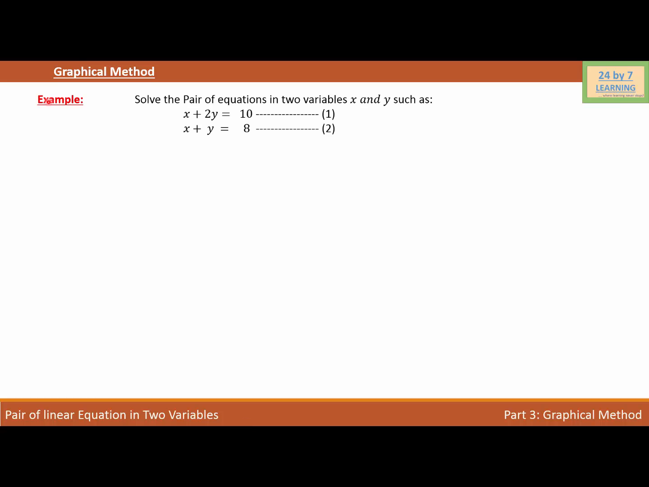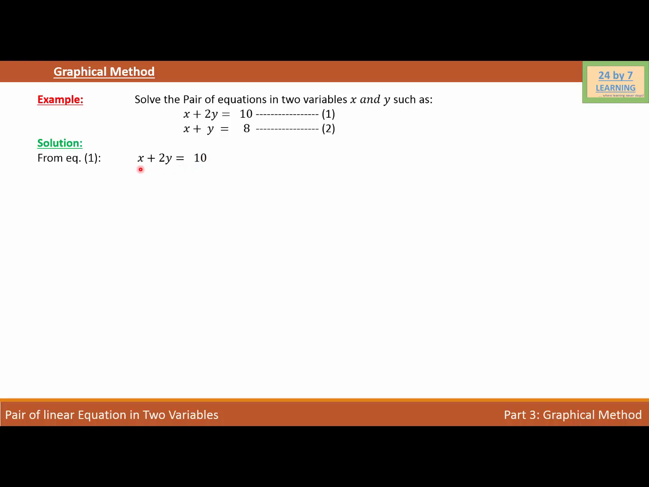So let's begin. Example. Solve the pair of equations in two variables x and y: x plus 2y is equal to 10, this is our first equation, and x plus y is equal to 8, and this is our second equation. First I'm going to consider the first equation and convert it into slope intercept form. So this is my first equation, x plus 2y is equal to 10.